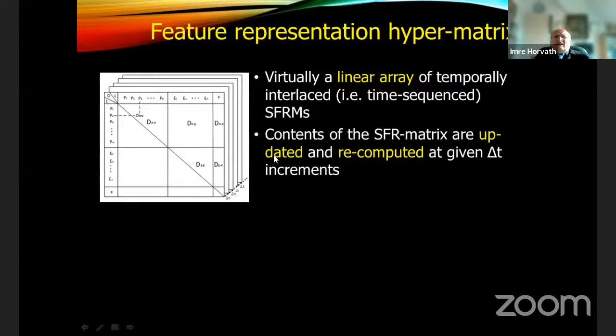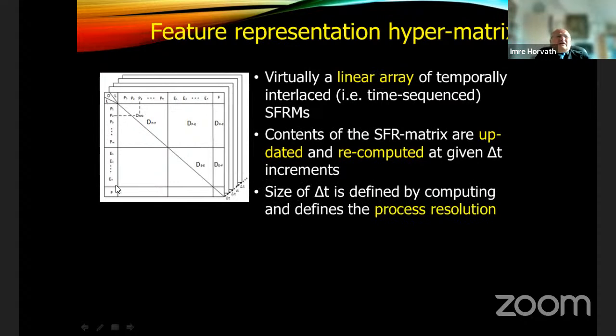So, as I mentioned, at every given delta t increment, it was recomputed, and obviously it needed a lot of computation, because, for instance, we considered first 10 times 10, then 100 times 100, and then 1,000 times 1,000 elements for one matrix, and we had 100 matrices calculated. This was an enormous computational load.